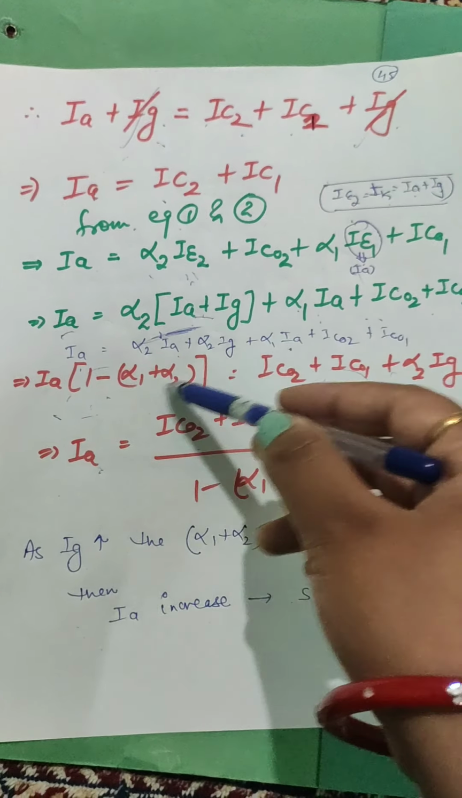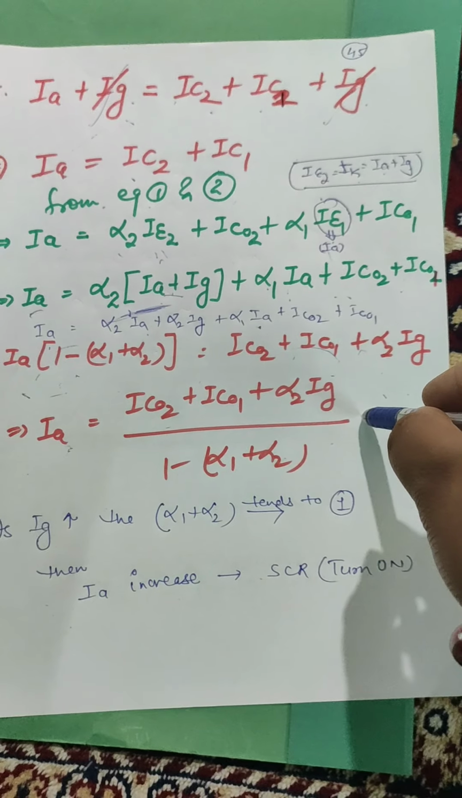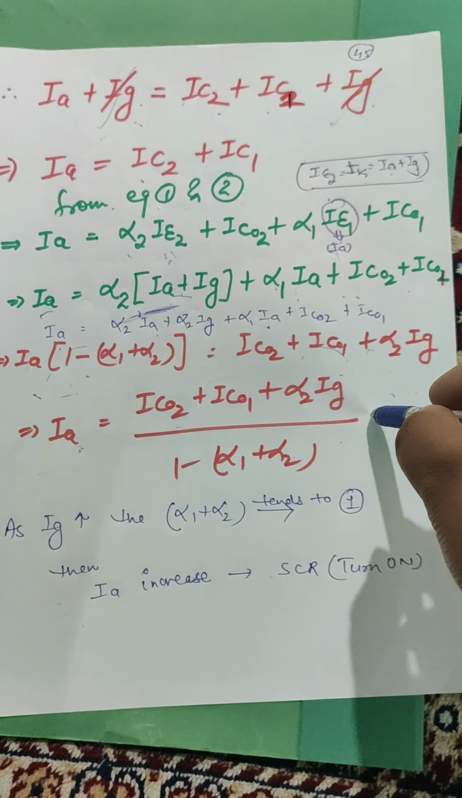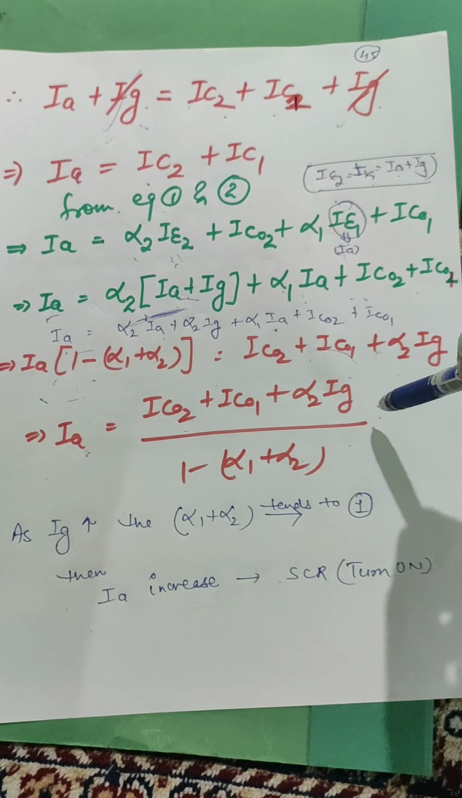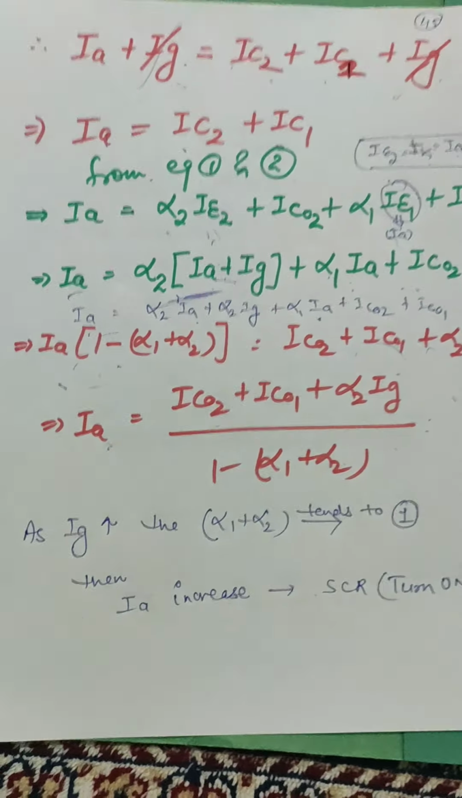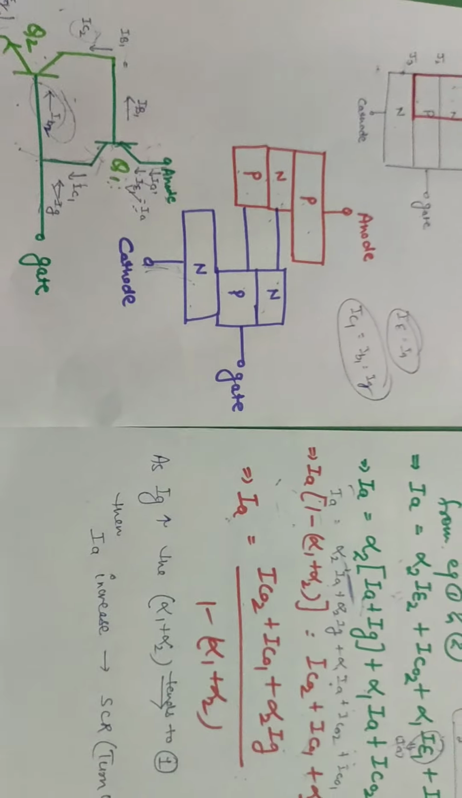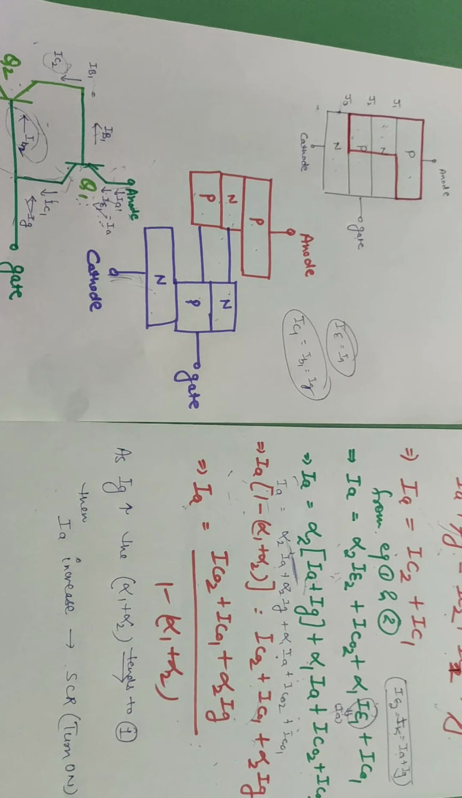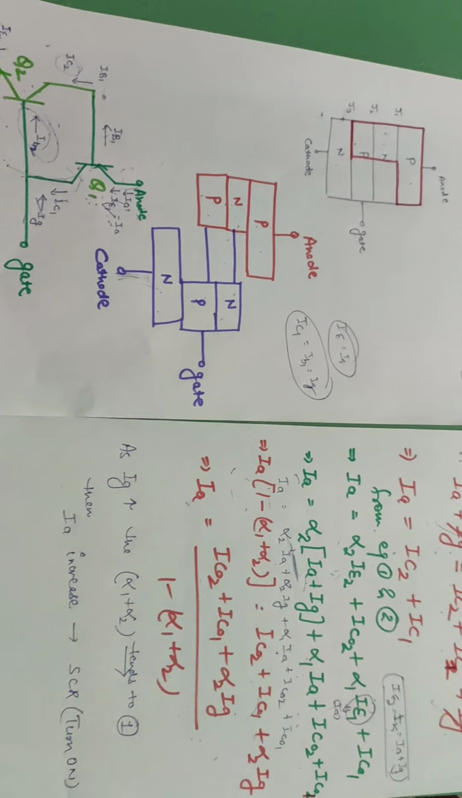I explained the turn on methods of SCR earlier, and I will give the link in the comment box. So this is the two transistor analogy of SCR. You can check it from here. So the SCR will be turned on if IA increases.